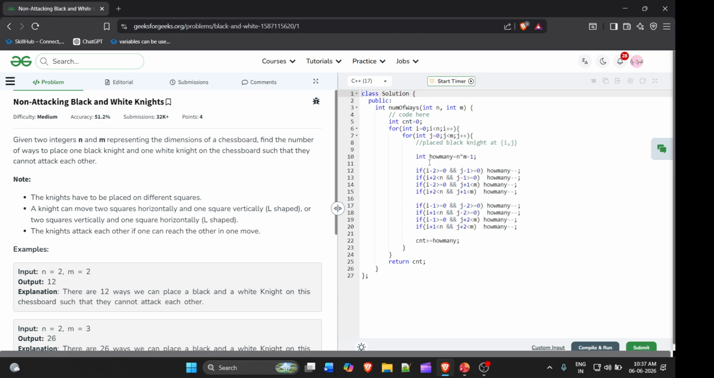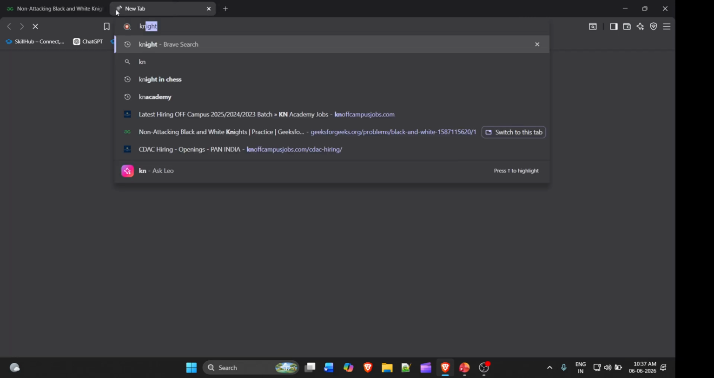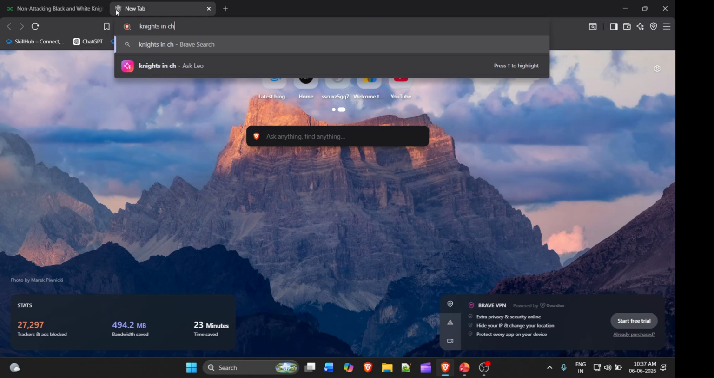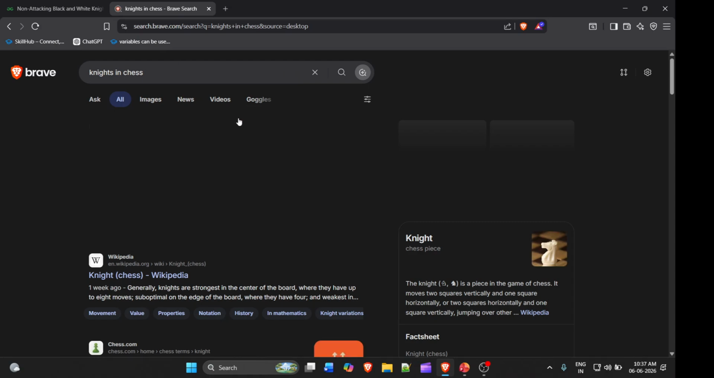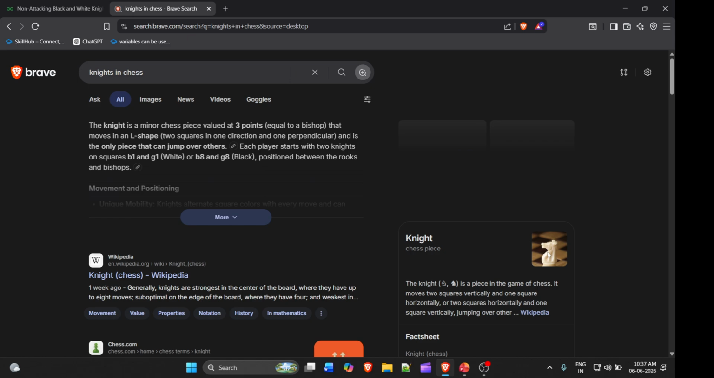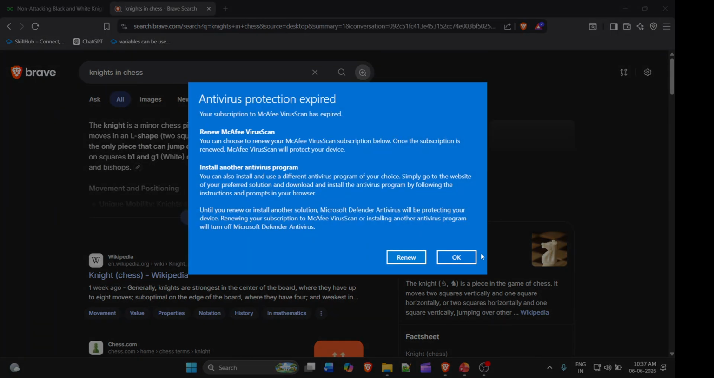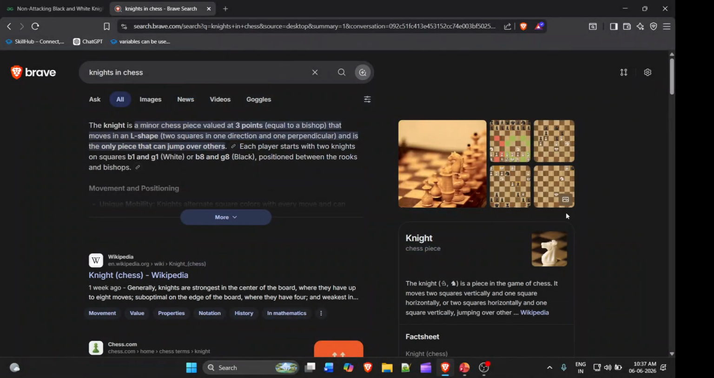Hello guys, so today we are going to solve the GeeksforGeeks problem of the day, non-attacking black and white knights problem. So what is a knight? A knight in chess. This is a knight in chess and it can traverse in an L-shaped direction.